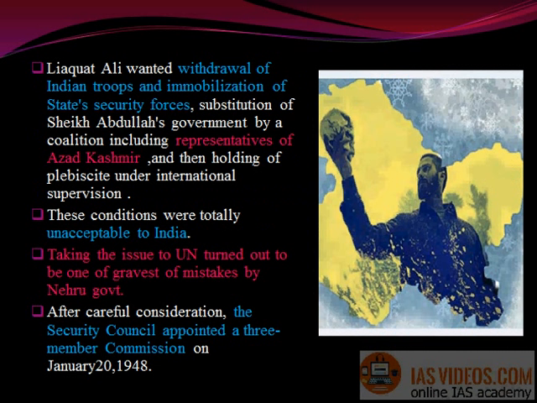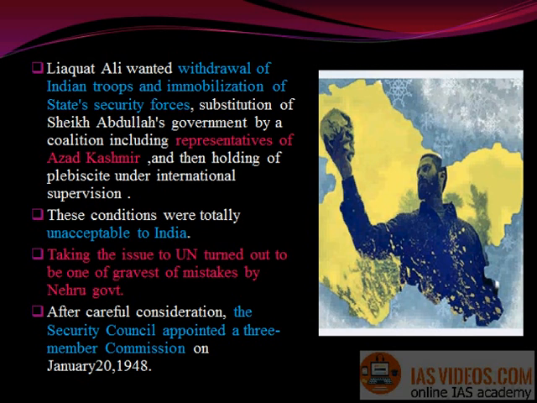Liaquat Ali wanted withdrawal of Indian troops and immobilization of the state's security forces. Substitution of Sheikh Abdullah's government by a coalition including representatives of Azad Kashmir. And then holding of a plebiscite under international supervision. These conditions were totally unacceptable to India. Taking the issue to the UN turned out to be one of the gravest mistakes by the Nehru government.